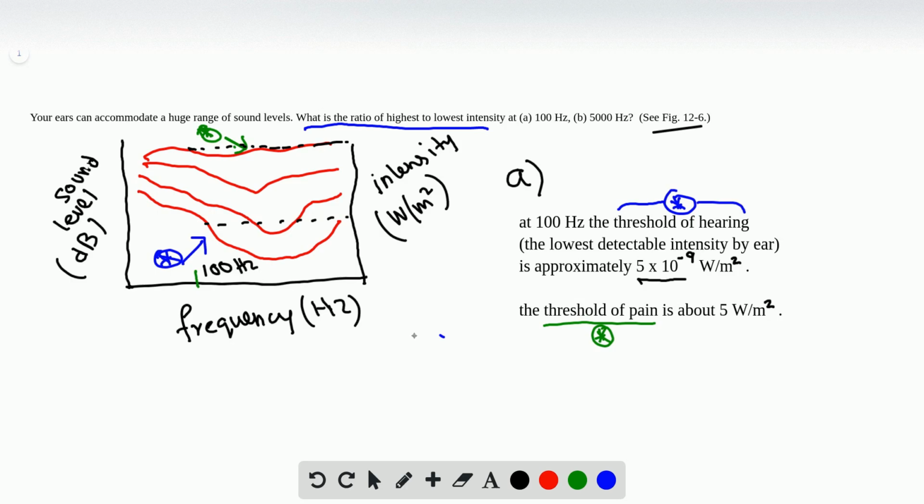So if we take the ratio of highest to lowest, we get something like this. So we'll have 5 over 5 times 10 to the power minus 9 watt per meter squared, and the units get cancelled, and the ratio is going to be 10 to the power 9. Right. And we can do the same thing for 5000 hertz.